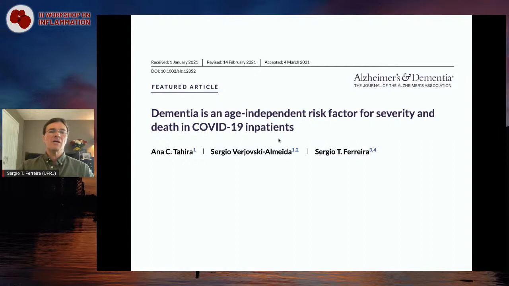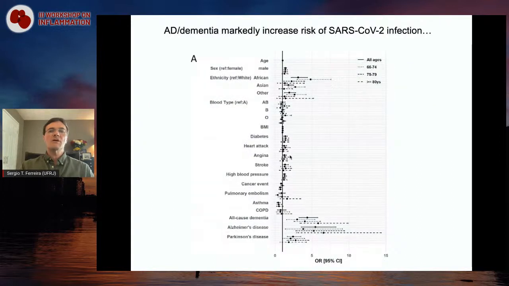And this was done by Ana Tahira, who is a postdoc in a lab at the Butantan Institute in São Paulo. So this is published, but I just want to highlight 3 results from that study. The first one: what is the risk of having dementia, or in particular having Alzheimer's disease, in terms of infection by the SARS-CoV-2 virus? So here we look at a large number of potential risk factors in the UK Biobank cohort.